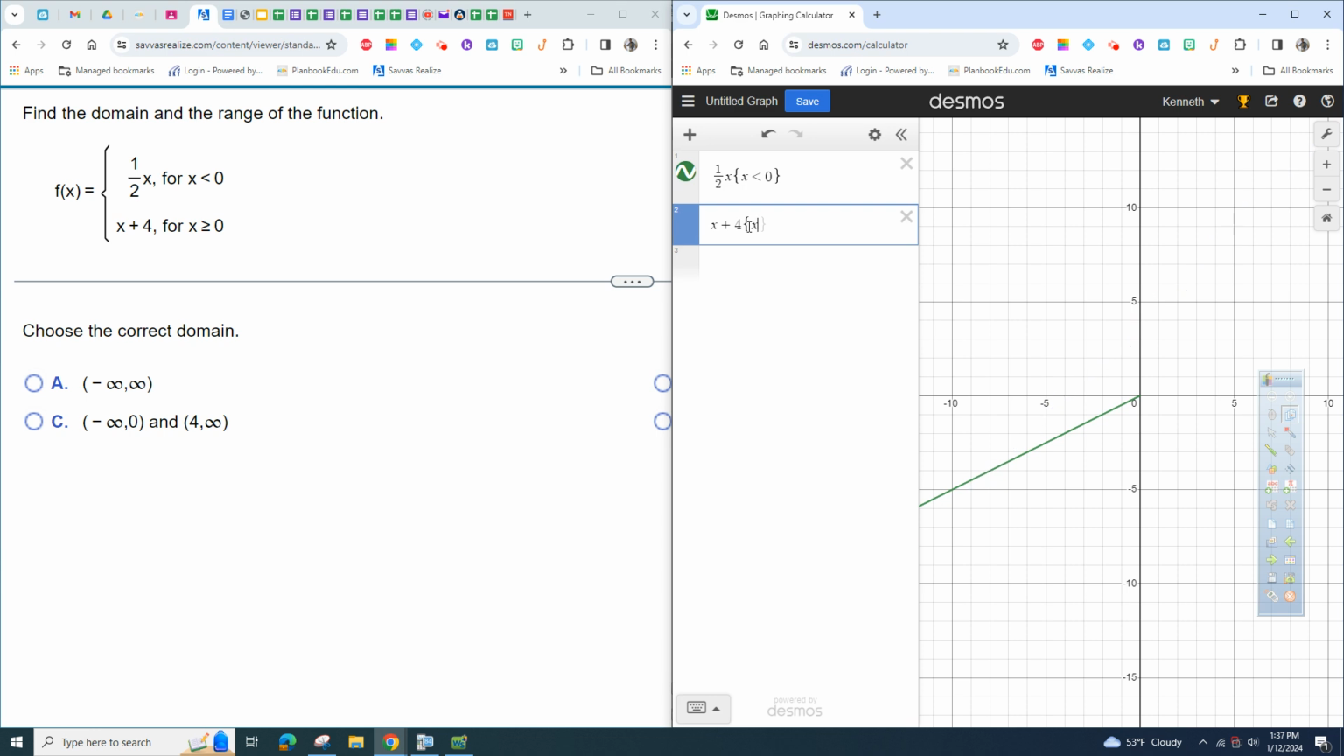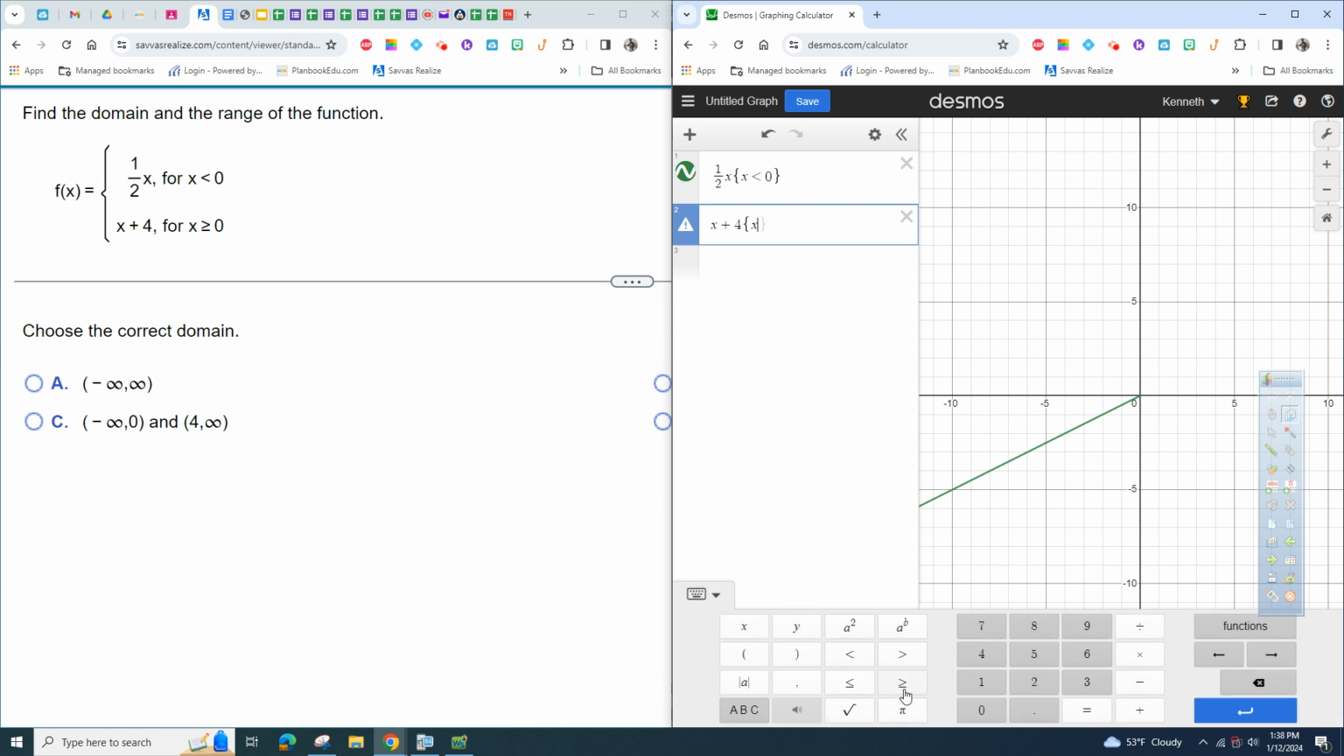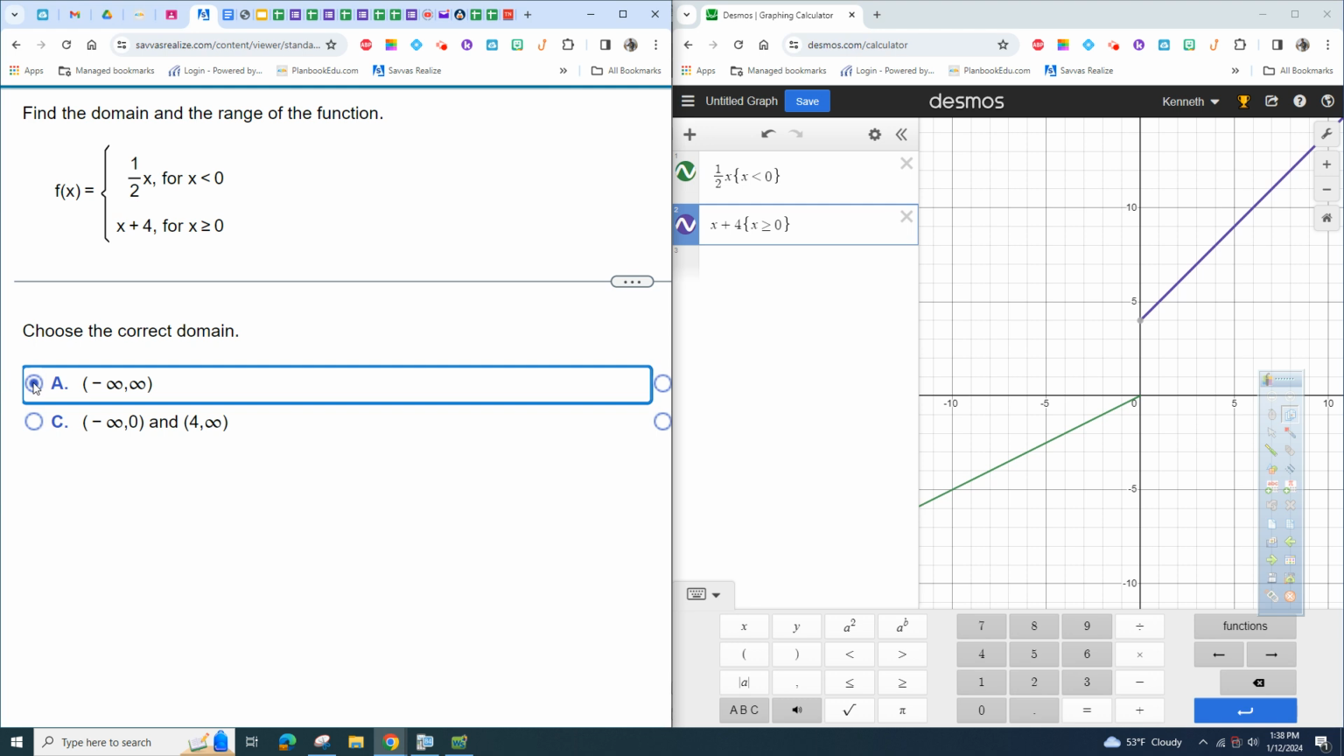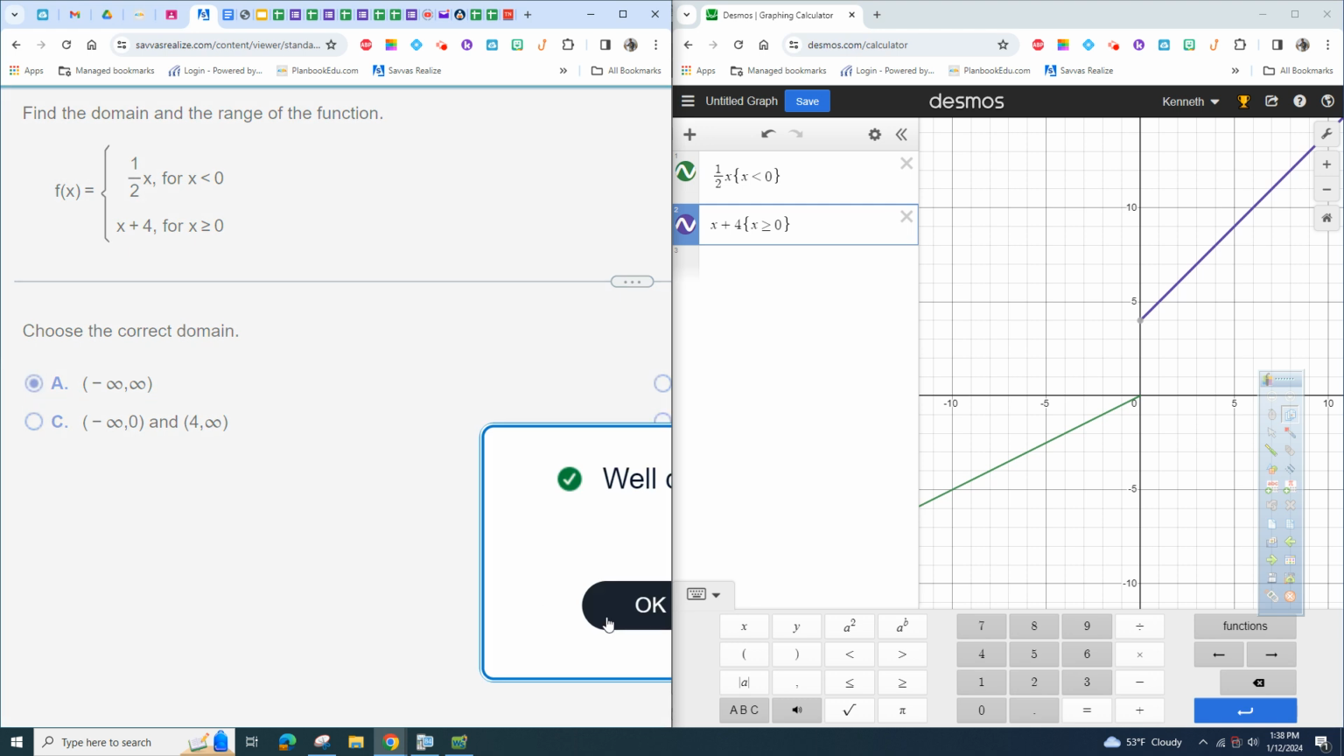And then come down here. This is going to be x is greater than or equal to. I'm going to get my keyboard up here because I need my equal to, and then 0, and close it off. Okay. Going from left to right, we're doing just fine. Remember, on the green one we have an open dot here and a closed dot up there. From left to right, it's going to go on forever, so our domain is going to be just fine, and well done.